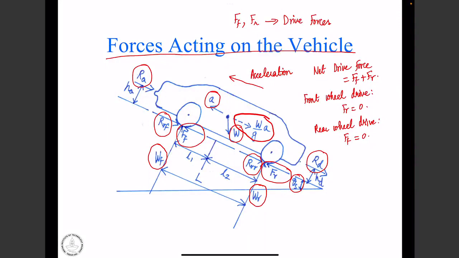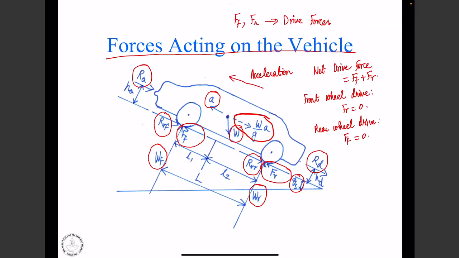If we recall the important differences between the free body diagram that we drew for braking and the one that we are now considering for drive, it is the presence of this drive force at the front and the rear tire road interfaces respectively along the direction of motion, and the fact that now the D'Alembert's force is in the opposite direction. D'Alembert's force is anyway a fictitious force which is in the direction opposite to that of the acceleration, and in this case it is in the direction shown here.